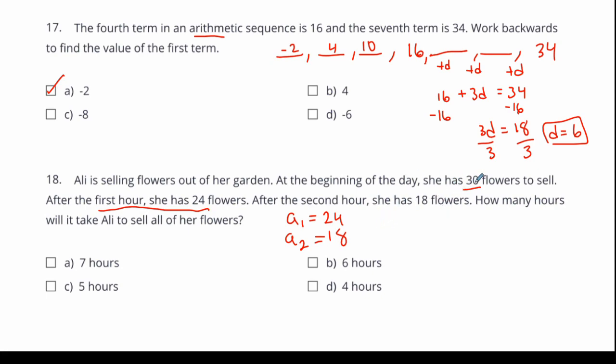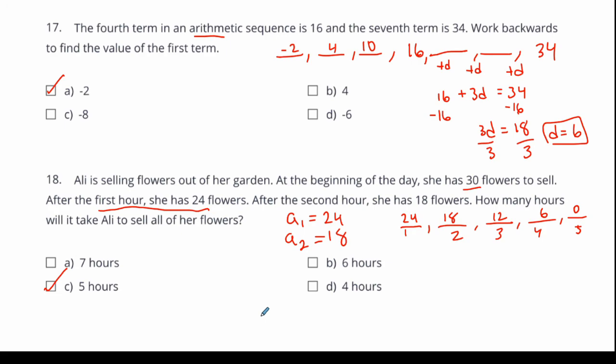Well, if we think, let's see, 30 to 24, that's subtracting 6. 24 to 18, that's also subtracting 6. So we could just kind of count until we run out of flowers. So 24 minus 6 is 18, 12, 6, 0. So it takes her 5 hours to run out of flowers.